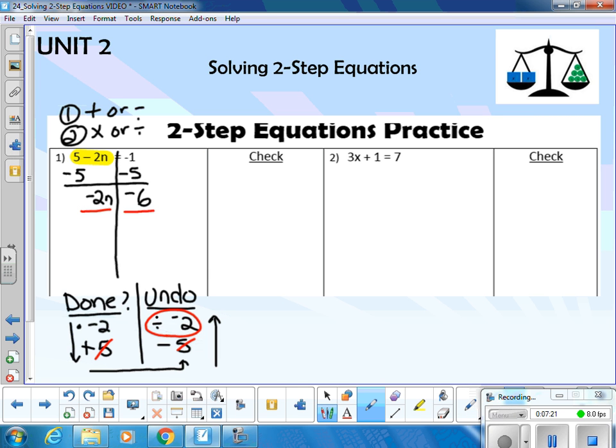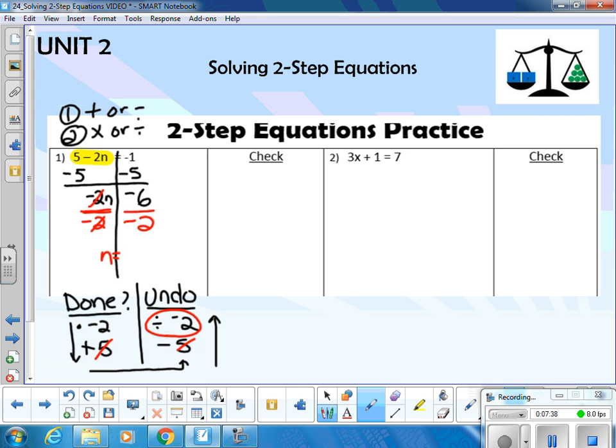So to divide by -2, we draw this fraction bar. Then we divide by -2, divide by -2. The 2's cancel out because -2 over -2 is just 1. So I'm left with n. And I have -6 divided by -2.